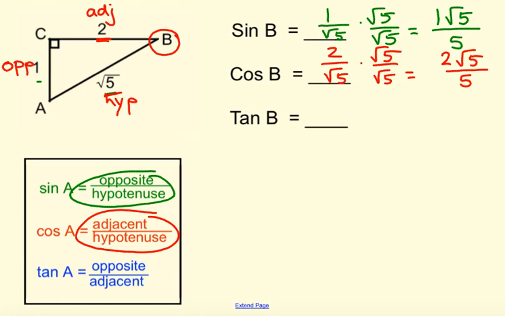Last trig function, the tangent of B, TOA, opposite over adjacent. So opposite is 1, adjacent is 2. So 1 over 2. We can leave it like that.